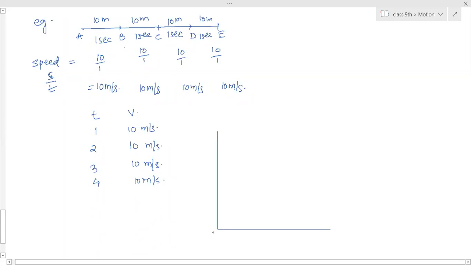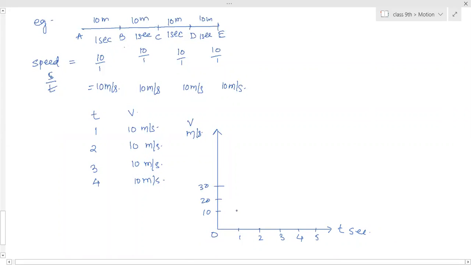So if we plot these points on the graph, that is, time on the x-axis and speed v in meters per second on the y-axis, and time is in seconds. So 1 second, 2 seconds, 3 seconds, 4 seconds, 5 seconds. The speed always remains the same, 10 meters per second.